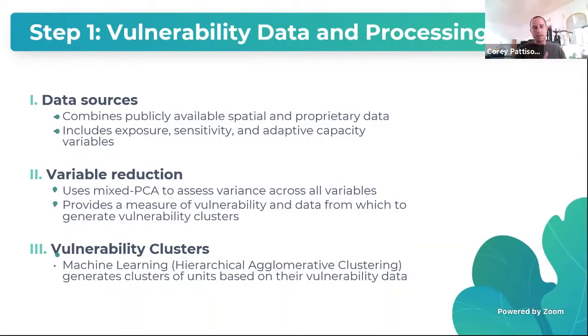Once we put together that data set, we're using a principal component analysis to assess the variance across the variables, and then effectively reducing the difference through the cluster analysis, combined with dimension reduction statistical analysis to generate groups of settlements that have similar vulnerability profiles to the independent variables.